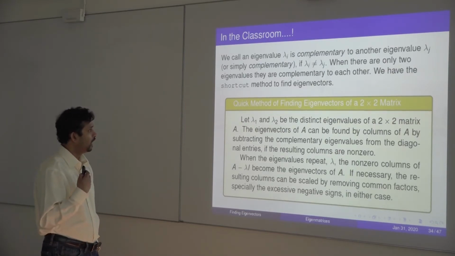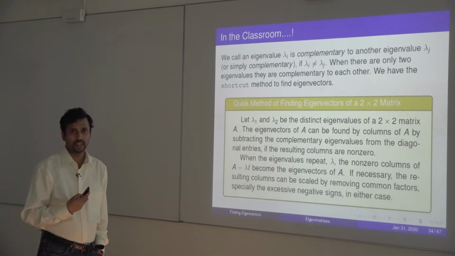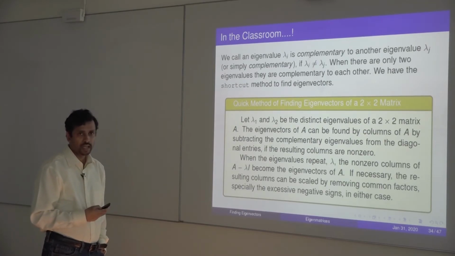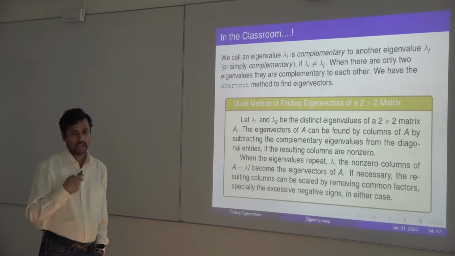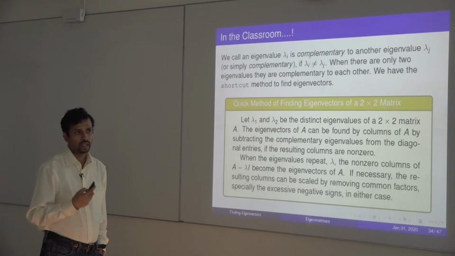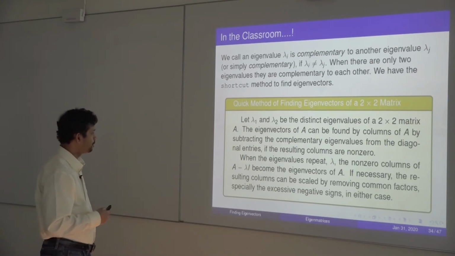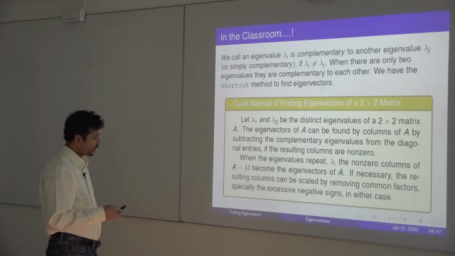So after you get the distinct eigenvalues, you can simplify finding the eigenvectors just by subtracting the other eigenvalue from the diagonal entry. It doesn't matter which column you pick, you can pick any column, but remember to subtract from the corresponding diagonal entry. Okay, so that's for 2 by 2.